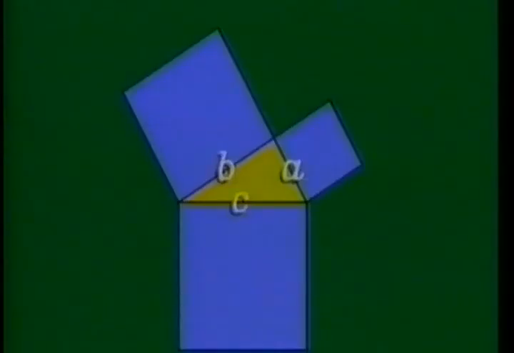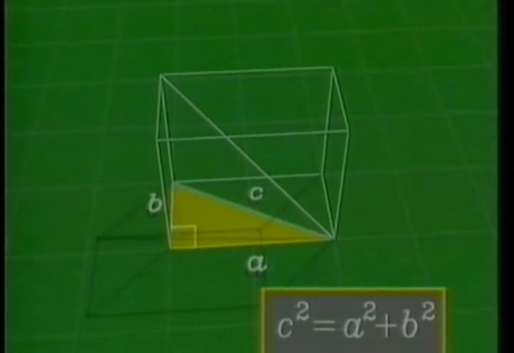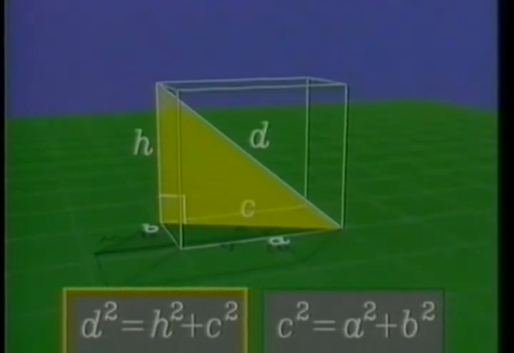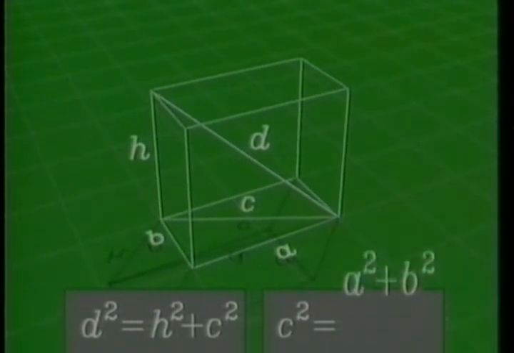Once again, instead of squares or triangles, you can put any three similar shapes on the sides of a right triangle. The sum of the areas of the two smaller shapes is equal to the area of the large one. To extend the theorem to 3 dimensions, we use the two-dimensional theorem twice. There's one right triangle on the floor and another perpendicular to the floor. The square of the diagonal of a rectangular box is the sum of the squares of the 3 perpendicular edges.